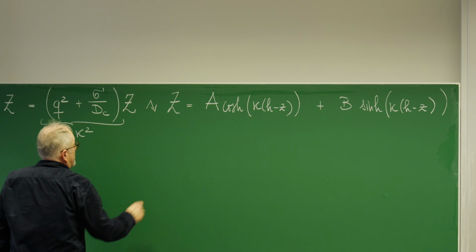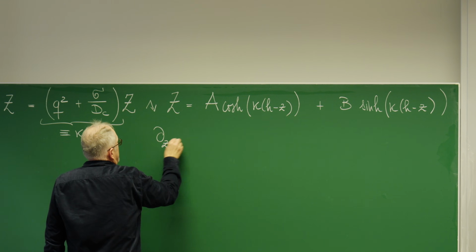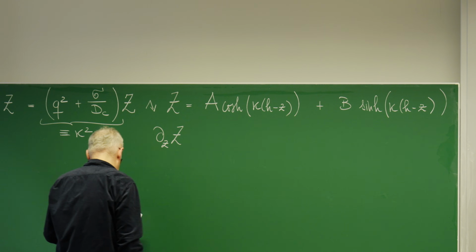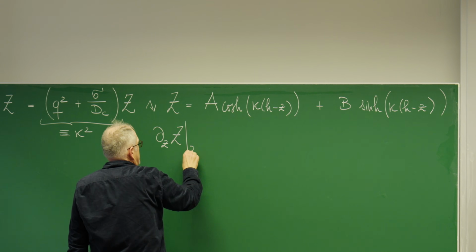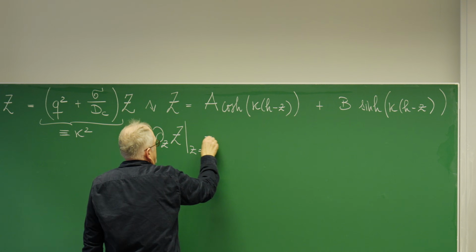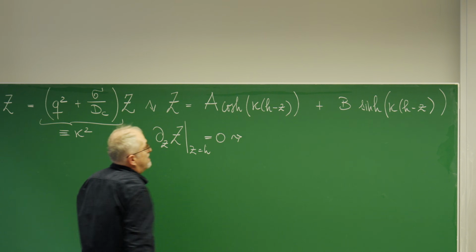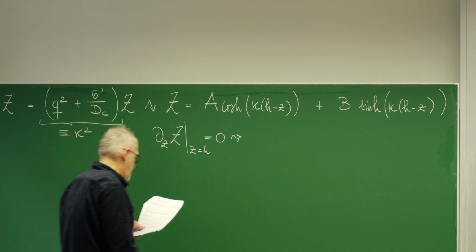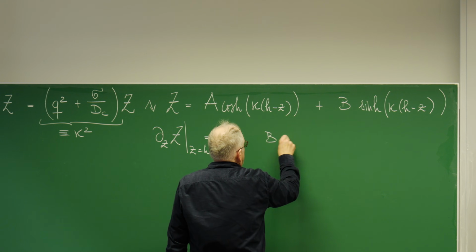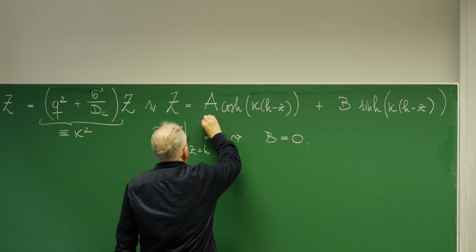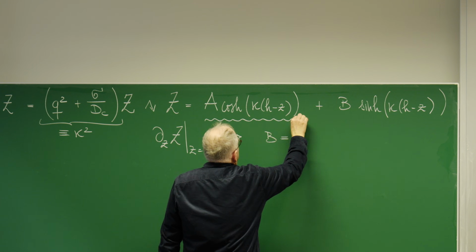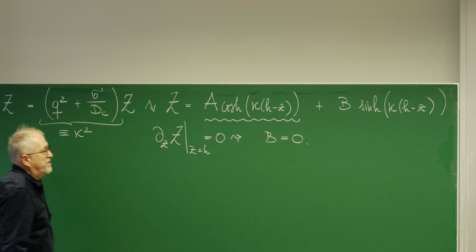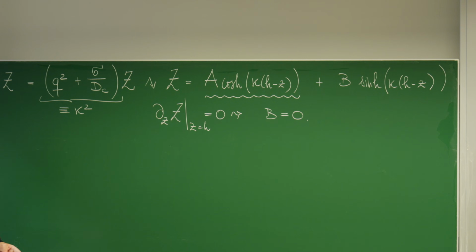We have another boundary condition, d_z Z at the ceiling, so at h, is equal to 0. And then if you read that and do the derivative, you will see that's only possible if the second parameter b is equal to 0. So b needs to be equal to 0, and the only solution that I have that obeys the proper boundary condition is the hyperbolic cosine.